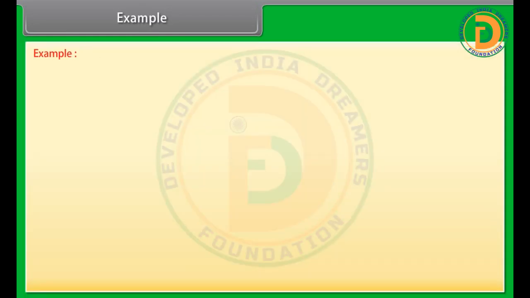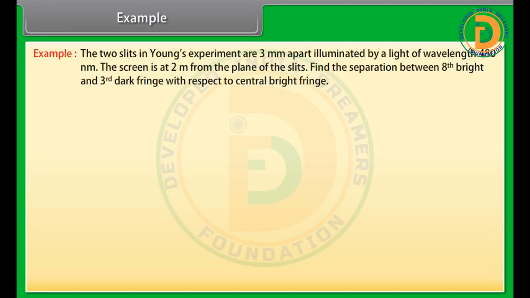Example. Let's take an example on Young's double slit experiment. The two slits in Young's experiment are 3 mm apart, illuminated by light of wavelength 480 nanometer. The screen is at 2 meters from the plane of the slits. Find the separation between the 8th bright and 3rd dark fringe with respect to the central bright fringe.